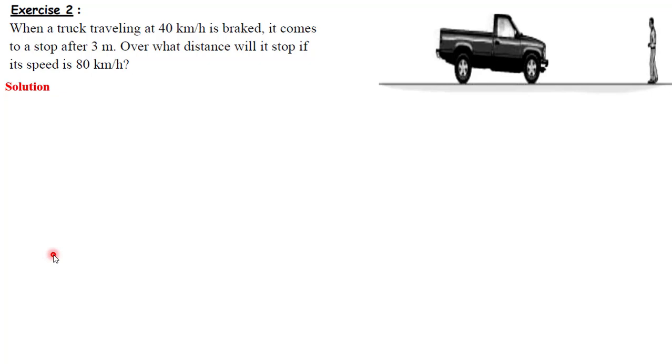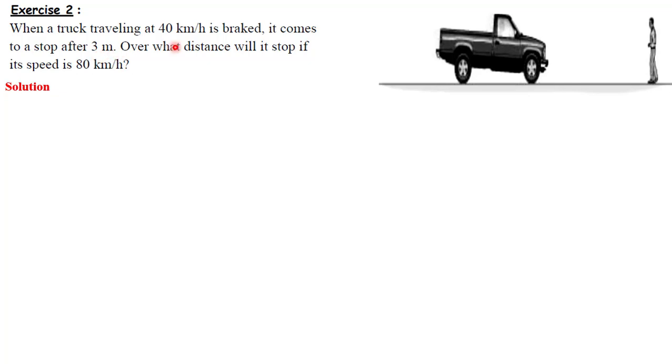In this exercise, we will use the work kinetic energy theorem combined with the fundamental relation of dynamics to solve this physics exercise. So, we have a truck traveling at a speed of 40 km per hour. It's braked. It comes to a stop after 3 meters.